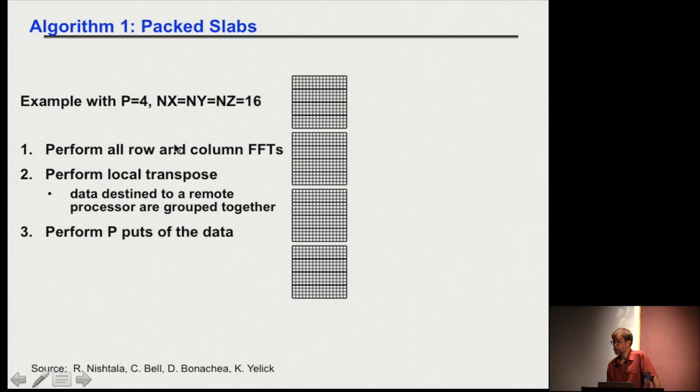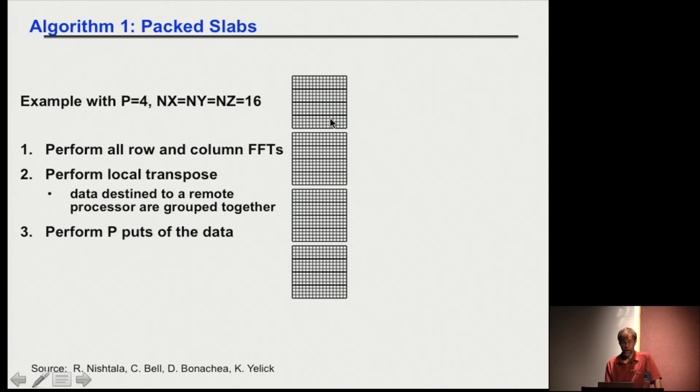And I'm going to assume I have 4 processors, and I'm going to assume I have a 16 by 16 by 16 grid, so I can show you every last point. And so what does one processor own? It owns 1/4 of all of the 16 slabs. So there are 4 out of the 16 slabs that are owned by one processor.